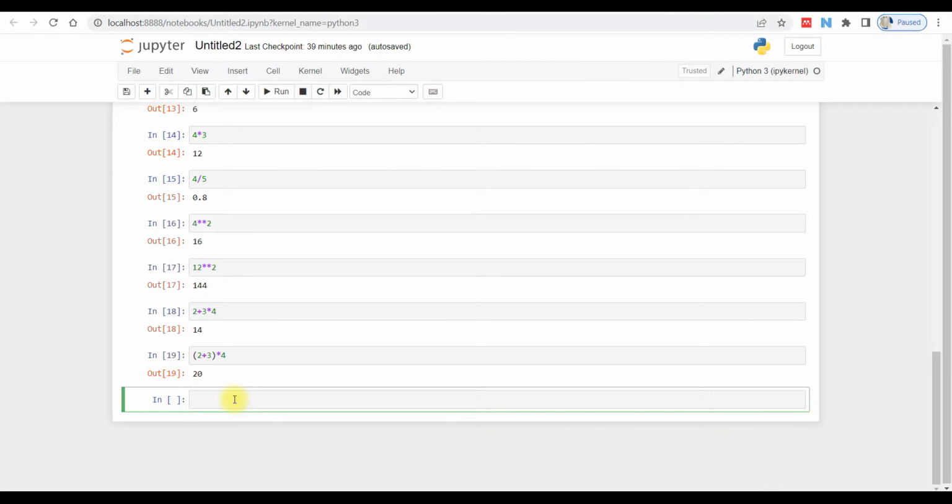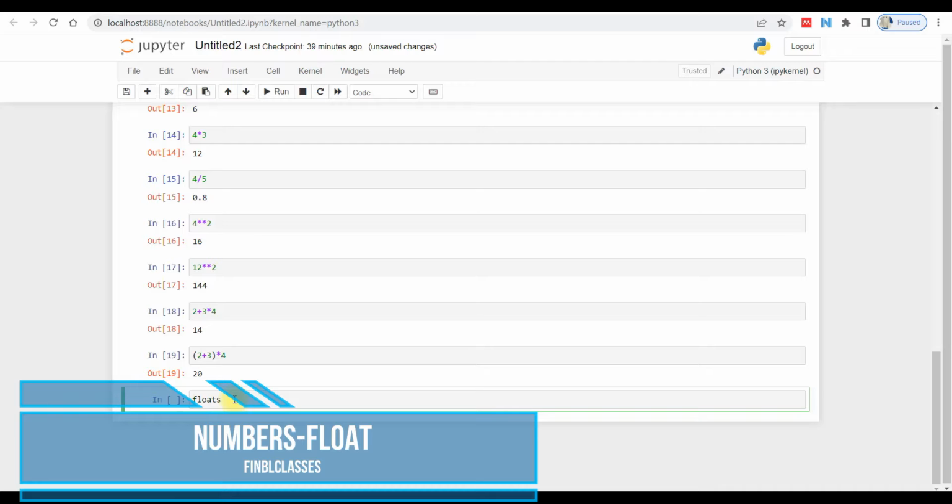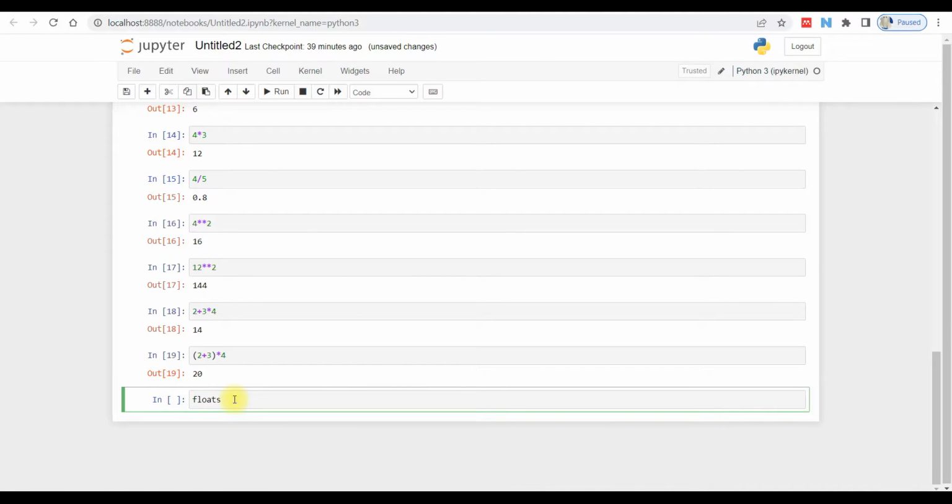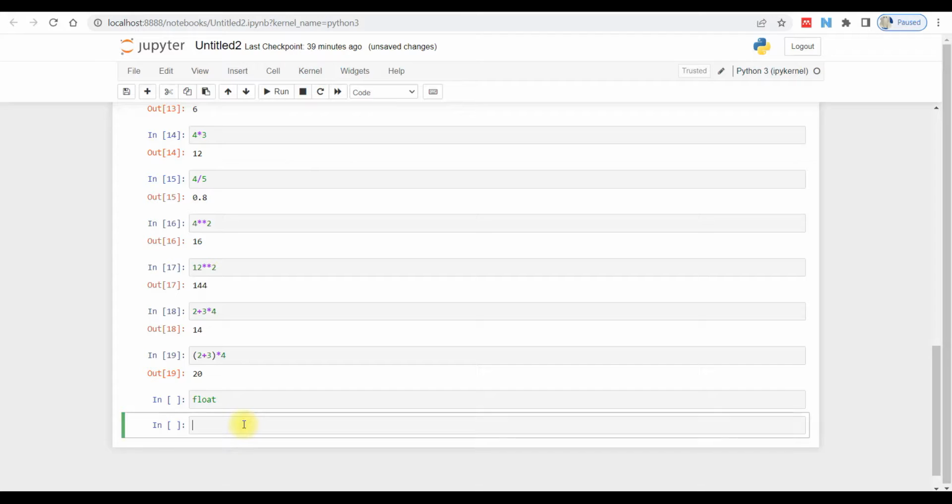So in this session, we'll be continuing with the numbers, where we are dealing with floats. So floats is nothing but your decimal point. Any number with a decimal point is called a float. So let us work with some of the decimal point values.